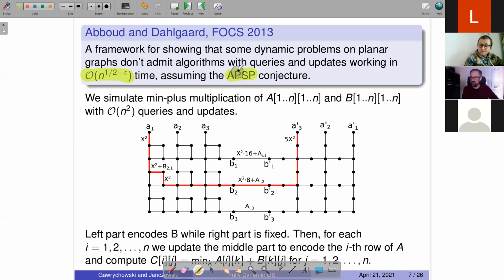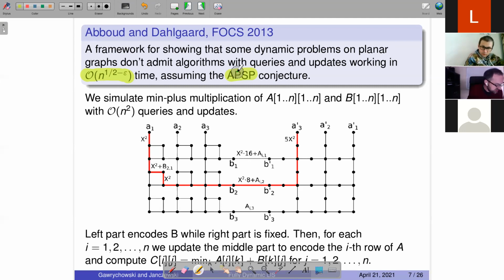Okay, so assuming this conjecture, they show that for many problems with dynamic planar graphs, you cannot expect a fast algorithm. And the idea in the proof was that they considered a very special planar graph. It was basically a grid graph, or more specifically, 2 grid graphs. So the left part, the right part, and the middle part. And it's a weighted graph. You have some weights on the edges. And the idea is that using distance queries in this graph, so there will be distance queries between pairs of nodes, and we'll change the weights on some edges.